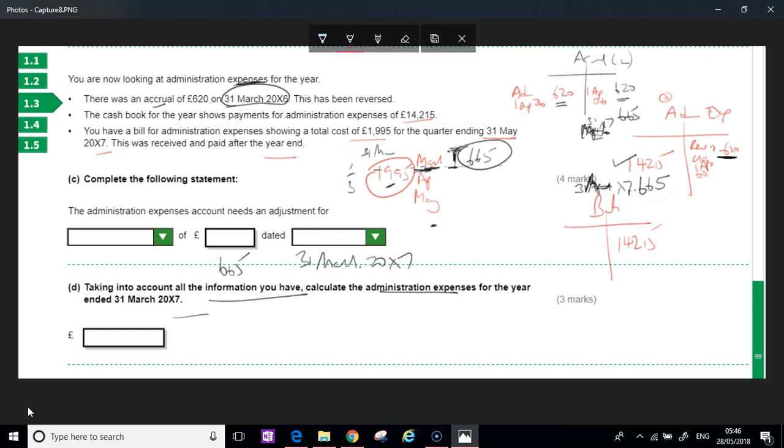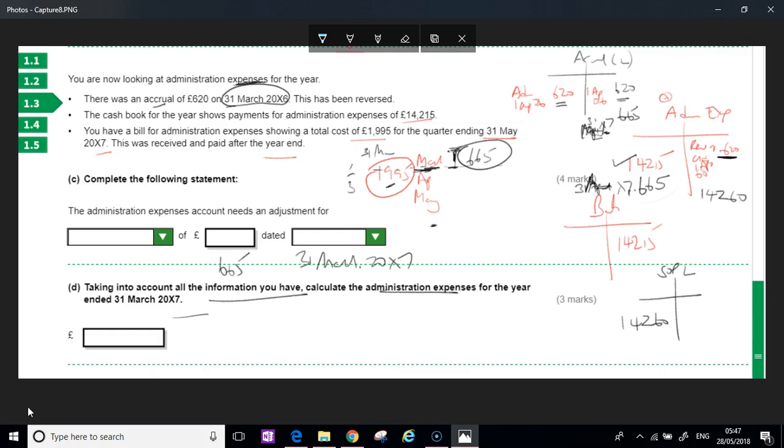So 14,215 plus 665 minus 620, which is 14,260. So this is the narrative for the statement of profit and loss, which is 14,260. Right? So that's the narrative statement of profit and loss. And that's how we deal with this. That's how we deal with this question.